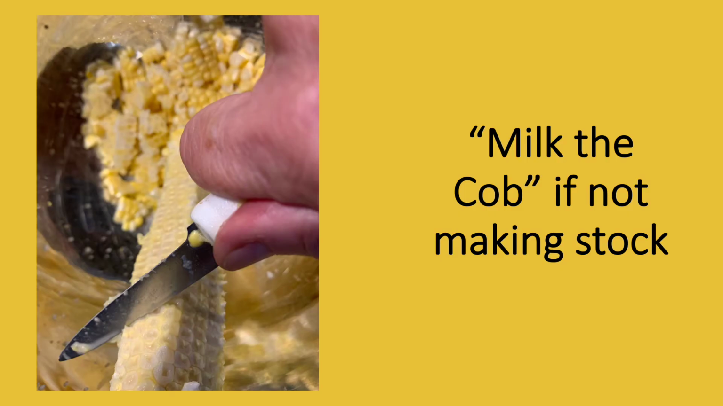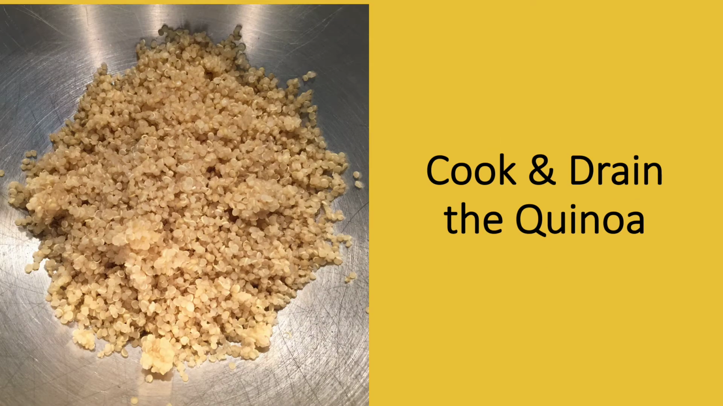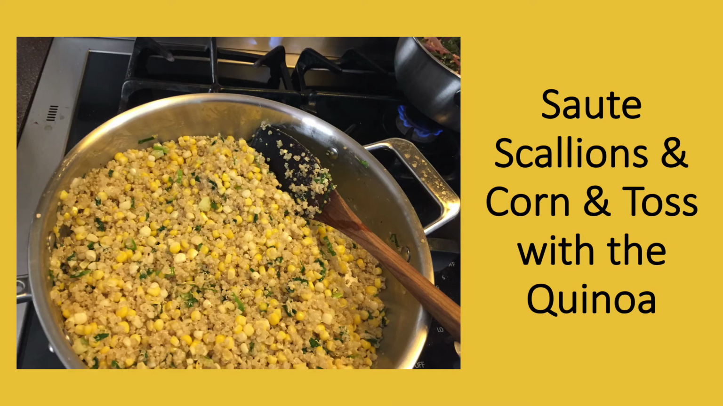If you decide to use a purchased stock or broth, you can milk the cobs to add flavor. Simply run the back of a knife down the cob, pressing as you go, scraping juice from the cob into the broth. Cook the quinoa in the broth and drain it if it has not absorbed all of the broth. Sauté the scallions and corn kernels and toss these sautéed vegetables with the quinoa. You can add crumbled feta cheese if desired, and serve.